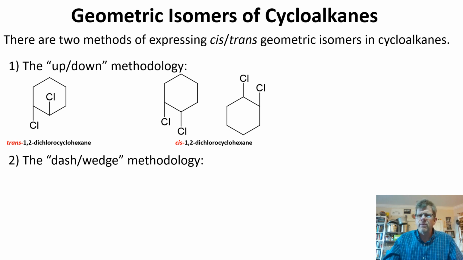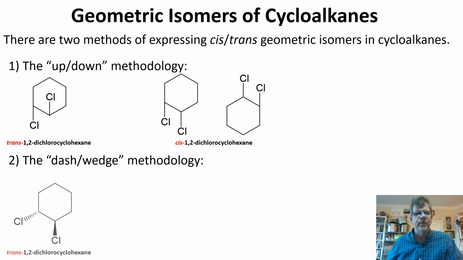Now, when I draw geometric isomers, I lean away from the up-down methodology, although that's perfectly reasonable to do to show cis-trans, and I go with the dash-wedge methodology, where it's a two-dimensional way of expressing three dimensions. A wedge is drawn as implying coming out of the plane of the board, and a dash is implying moving into the plane of the board. Let's look at that with our model here, 1,2-dichlorocyclohexane.